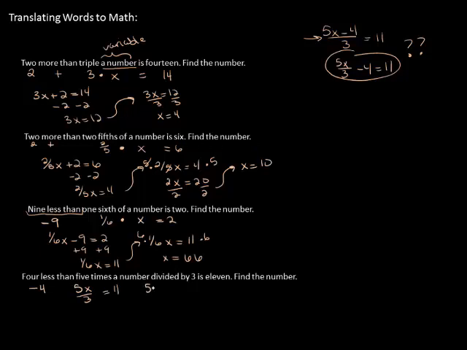So 5x over 3 minus 4 is equal to 11. Add 4 to both sides, and you get 5x over 3 is equal to 15. Multiply both sides by 3. These 3's will cancel, and you get 5x is equal to 45. Dividing by 5, you'll get that x is equal to 9.